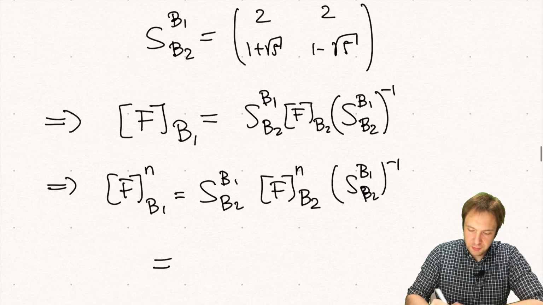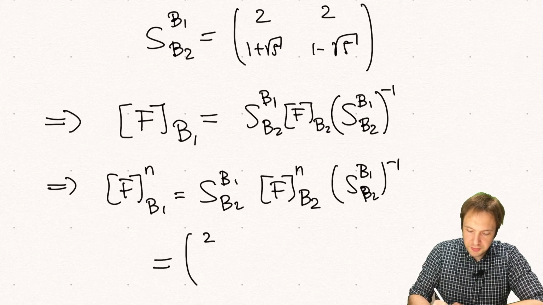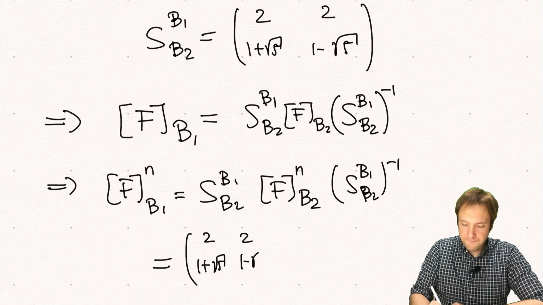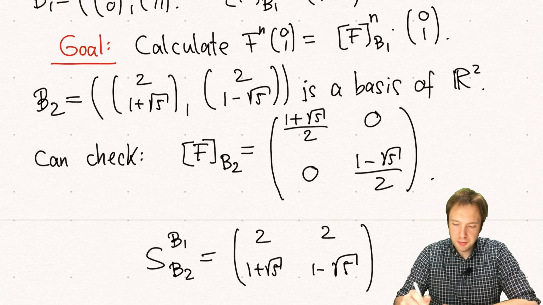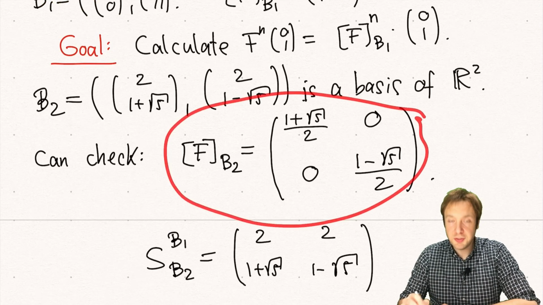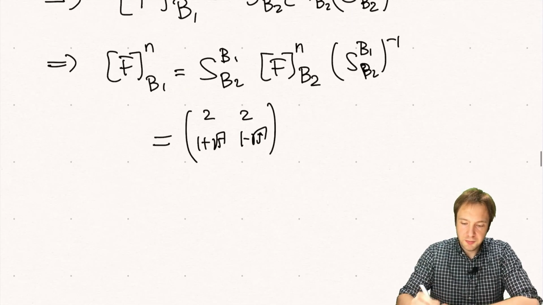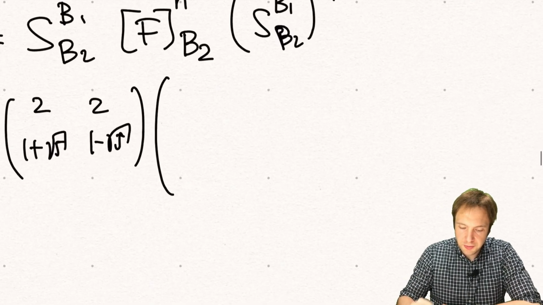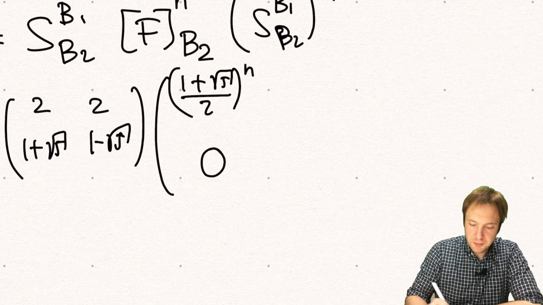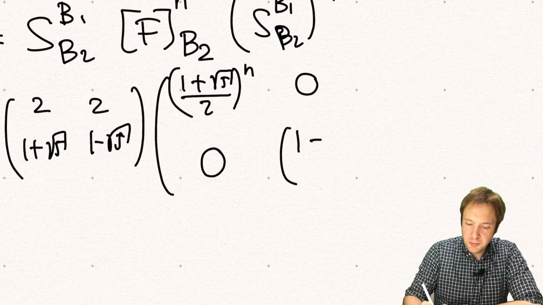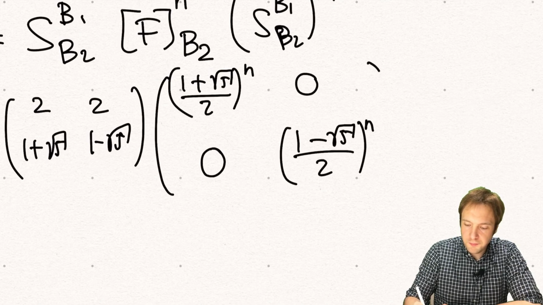But now we can write this out. So here it's just the matrix we see there on top. And now the matrix in the middle is just this diagonal matrix here. So the nth power is quite easy to write down. It's just ((1 plus square root of 5) over 2) to the power of n, 0, 0, and ((1 minus square root of 5) over 2) to the power of n.